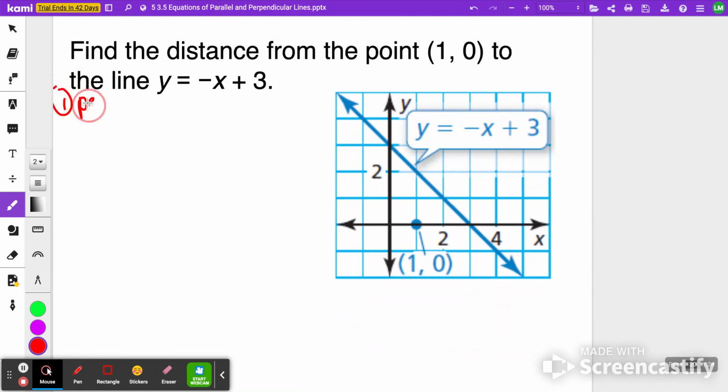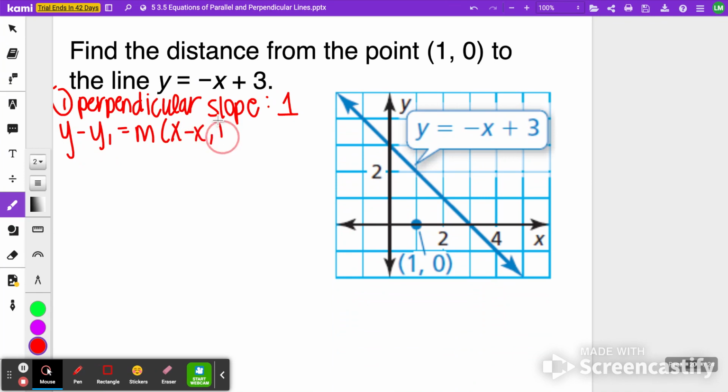The first thing I need to know is my perpendicular slope to the equation y is equal to negative x plus 3. The perpendicular slope I'm going to use is a positive 1. Then I will use that to write my equation with the slope of 1: y minus y1 in point slope form equals m times (x minus x1). You can still do slope-intercept form here, but I find point slope form is a lot easier.